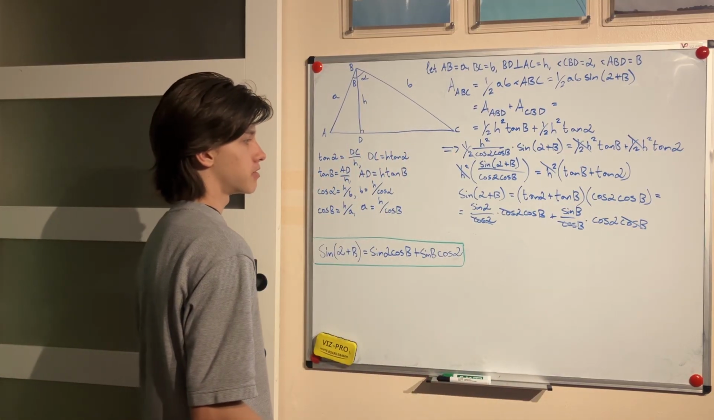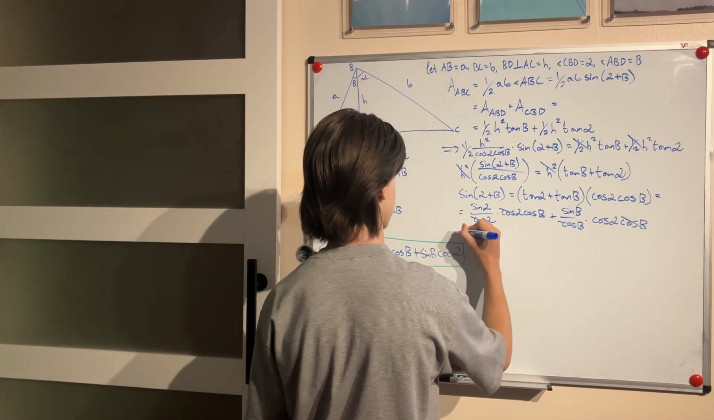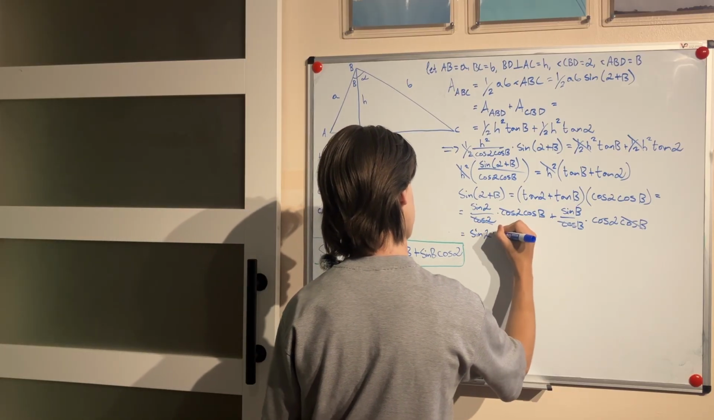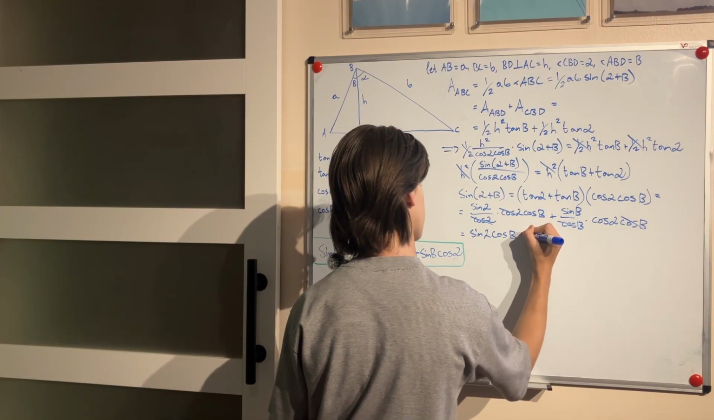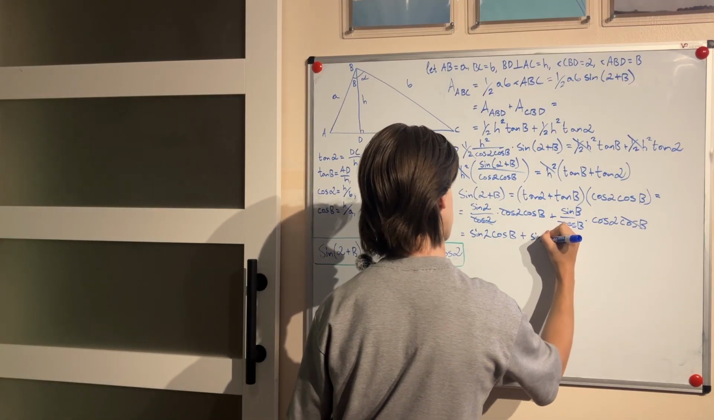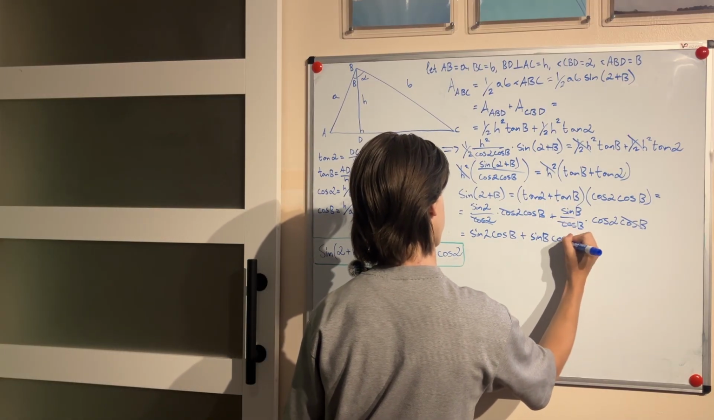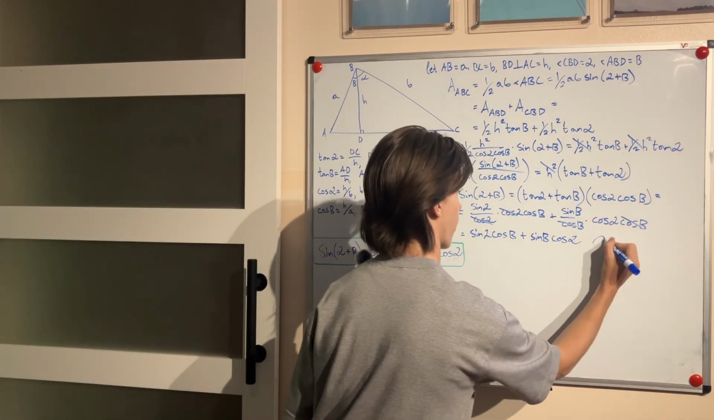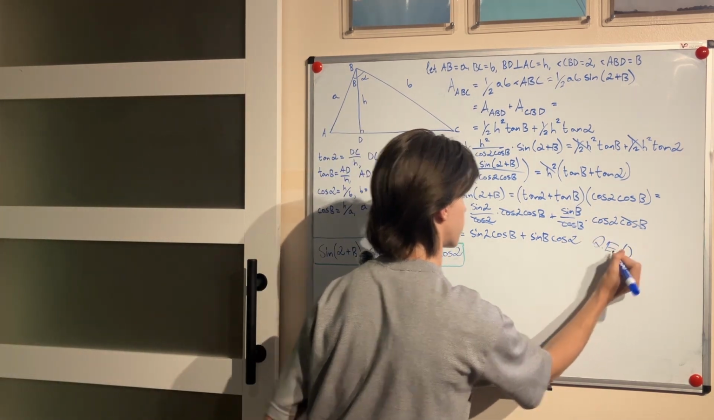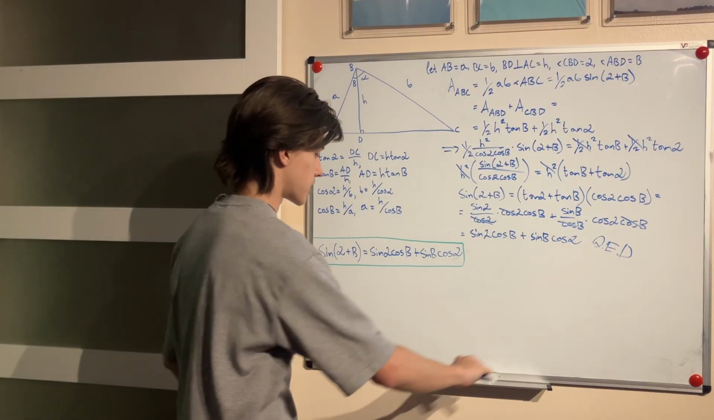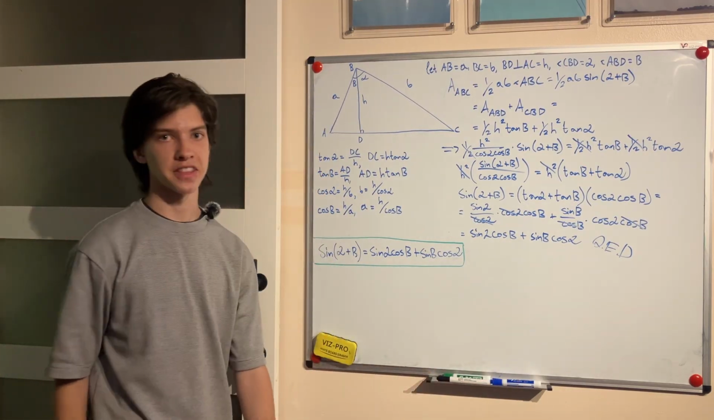And we finally get that the sine of alpha plus beta is equal to the sine of alpha times the cosine of beta plus the sine of beta times the cosine of alpha. And so we are done with the proof for the amazing angle sum identity for sines.